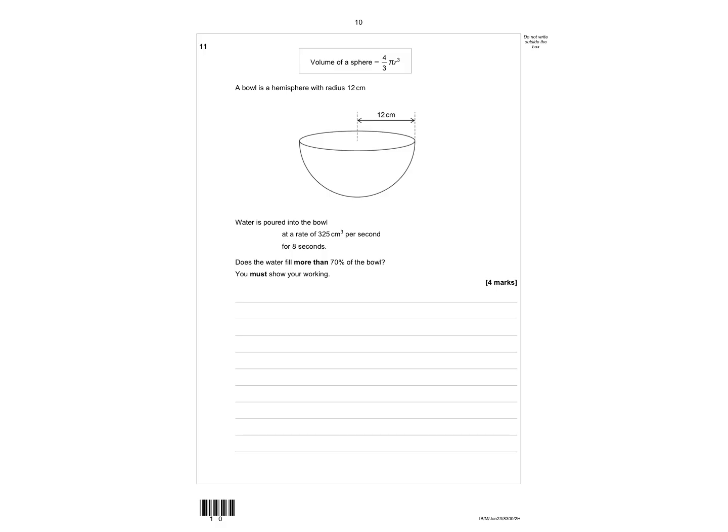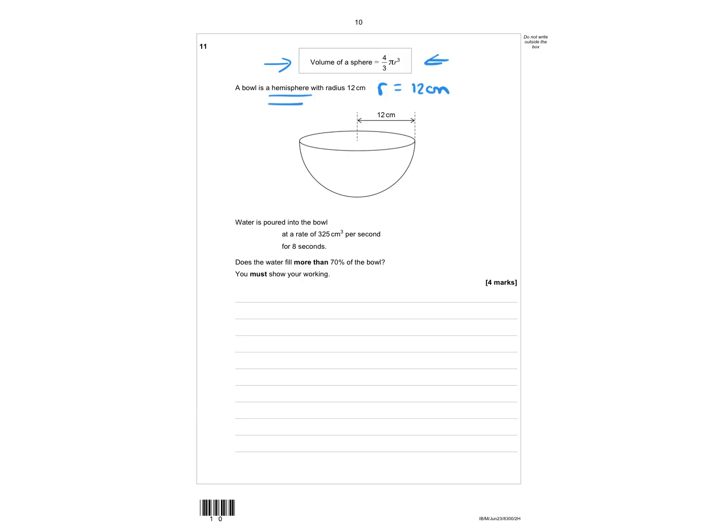Question 11. You're given the formula for the volume of a sphere here, which is very useful. A bowl is a hemisphere, so remember that's half of a sphere, and then the radius equals 12 centimetres. Water is poured into the bowl at a rate of 325 centimetres cubed per second for 8 seconds. Does the water fill more than 70% of the bowl?